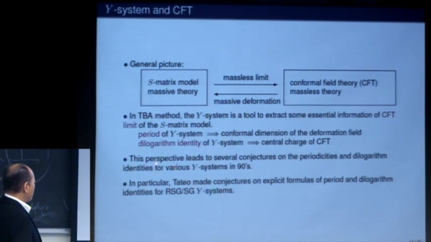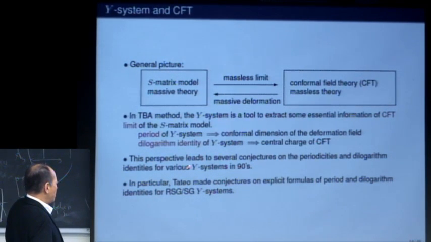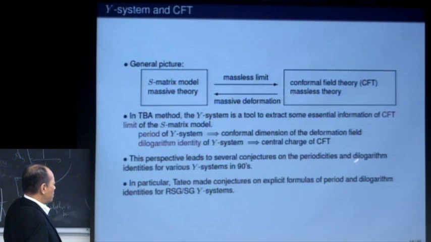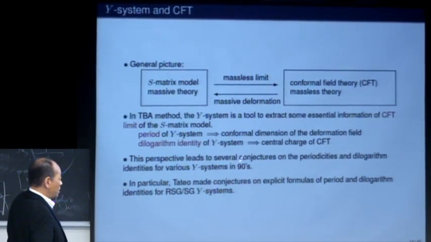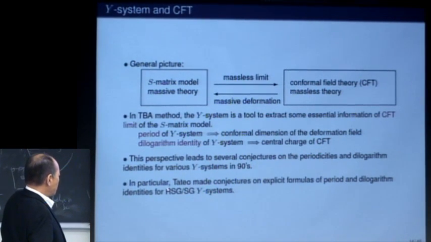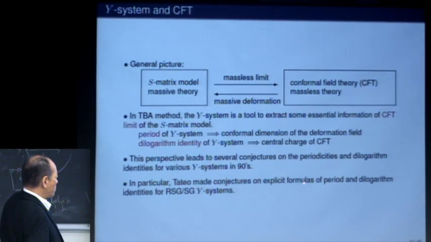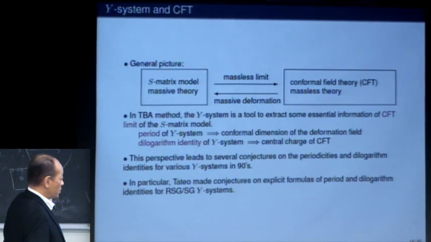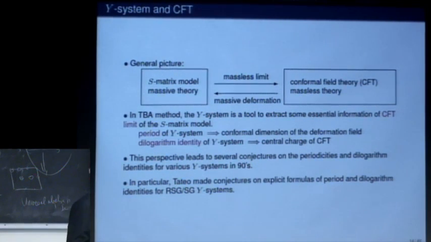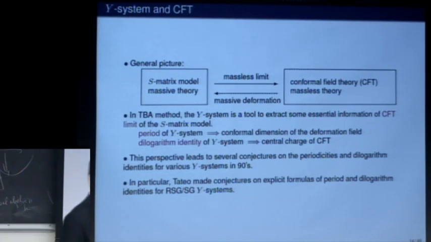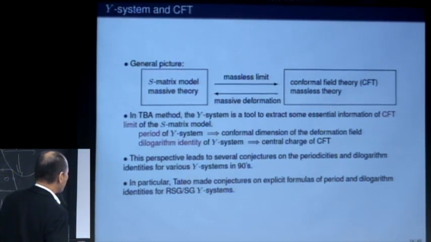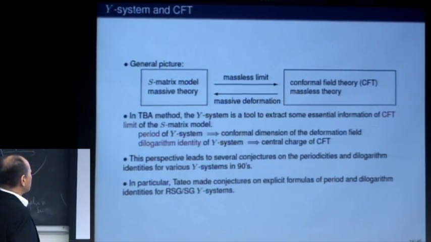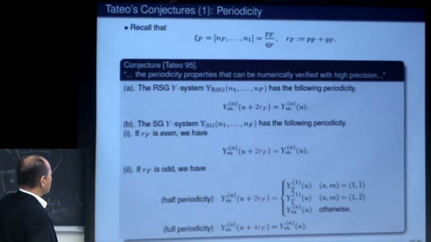Okay, so this perspective leads to several conjectures on the periodicity and dilogarithm identity for various Y systems coming from this S matrix in the 90s. In particular, it's natural for Tateo to make a conjecture on explicit formulas of period and dilogarithm identity for his Y system. If he didn't make it, it's rather useless to introduce this Y system. This is the whole purpose of the introduction of Y system. Okay, so now I'm giving his conjecture.